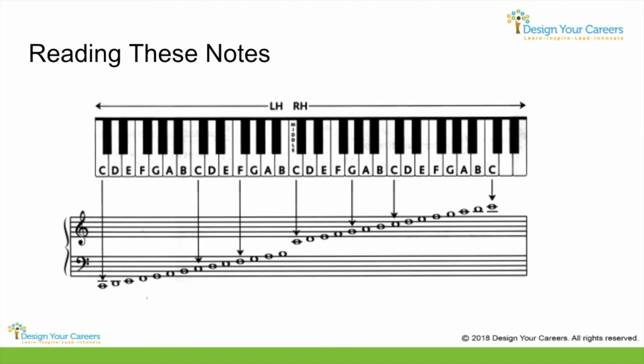In these spaces, we can see the acronym FACE, F-A-C-E. We can memorize that by remembering FACE. For the lines, the acronym is E-G-B-D-F. The full form for that is Every Good Boy Deserves Fudge. That's how we can remember it. So again, our spaces are F-A-C-E, FACE, and our lines are E-G-B-D-F, and that's for Every Good Boy Deserves Fudge.